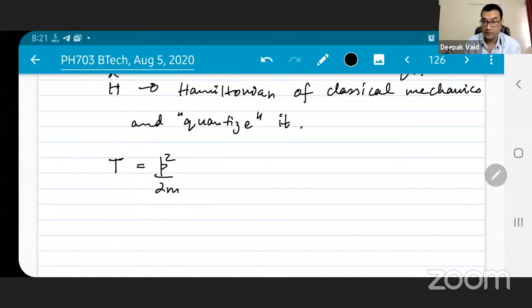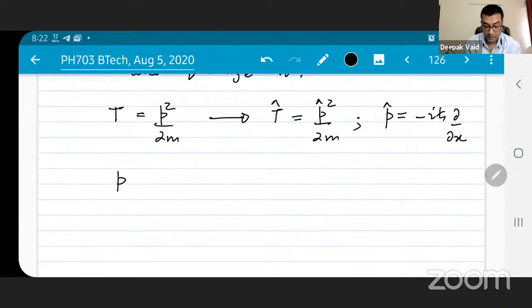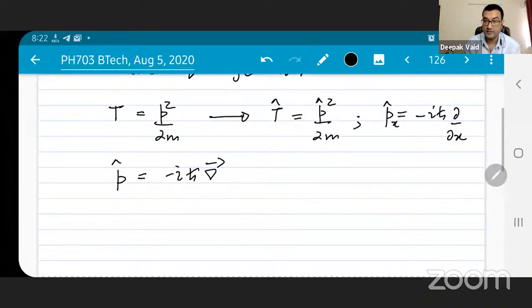What would it mean to quantize it? To quantize it means that you take the quantity p and replace it by the operator for the momentum. The operator for the momentum is this expression, in one dimension. If you are in more than one dimension, in general, it's minus i h bar times the gradient. In general, it's a vector operator.